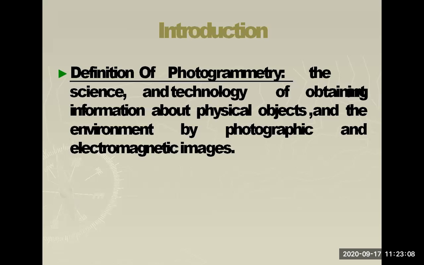So here, introduction. It means definition of the photogrammetry. What is photogrammetry? As we have seen, photo and grammetry, these two are different words. Photo is nothing but image and grammetry is nothing but measurement. So photogrammetry is nothing but photo measurement. But how can we define this photogrammetry? You see, read here: the science and technology of obtaining information about physical object and the environment by photographic and electromagnetic images.